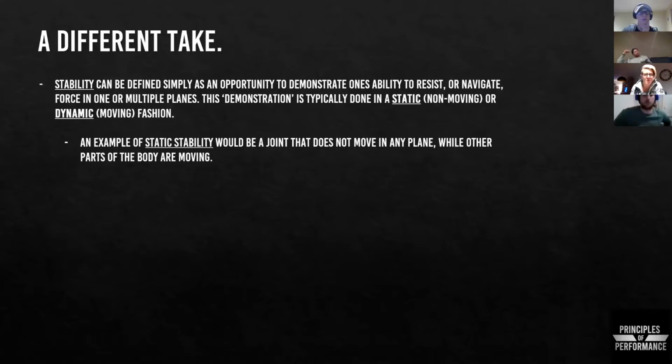So let's look at an example of static stability. Static stability would be a joint that does not move in one plane or any plane while other parts of the body are moving. An example of static stability could be me performing a waiter's carry with a dumbbell or a kettlebell in my hand. So I'm going to press that dumbbell or kettlebell into the overhead position, and then I'm going to walk.